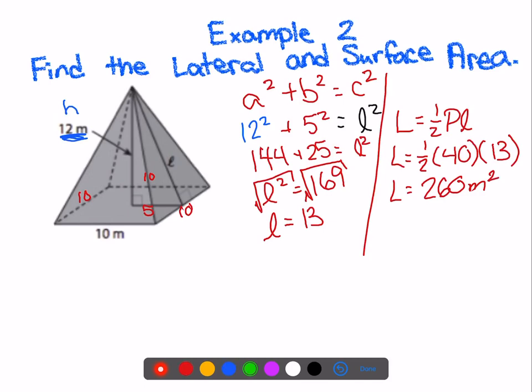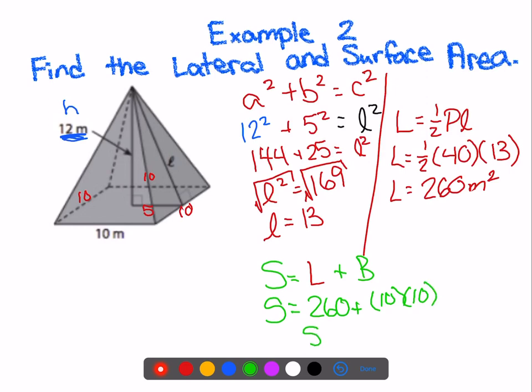Now, as for our surface area, we know surface area is equal to lateral area plus the area of our base. And in this case, the area of our base is once again a square. So surface area is equal to 260, I got that from right up here, plus 10 times 10, which of course is 100. So our surface area is equal to 260 plus 100, so 360 meters squared. Again, we're no longer in cubed units, we're in squared units.